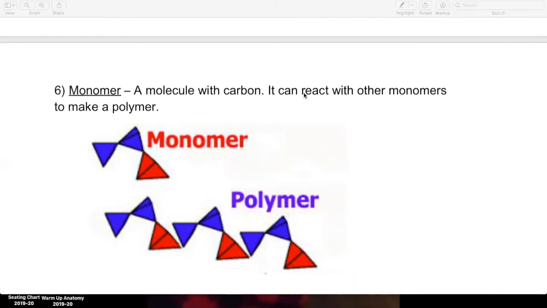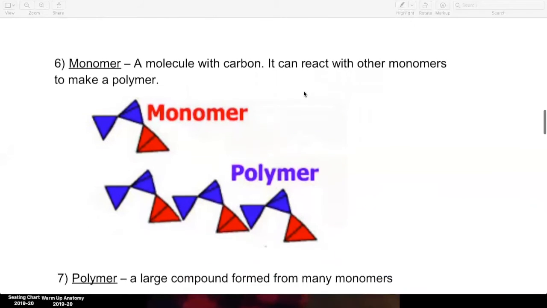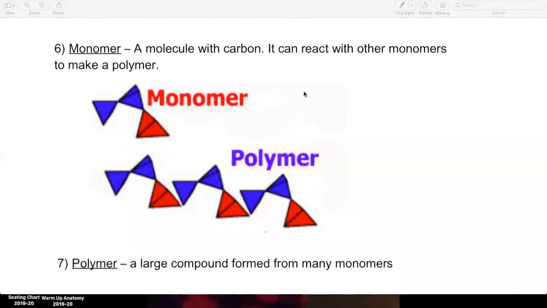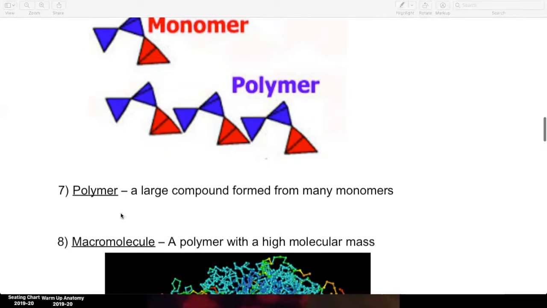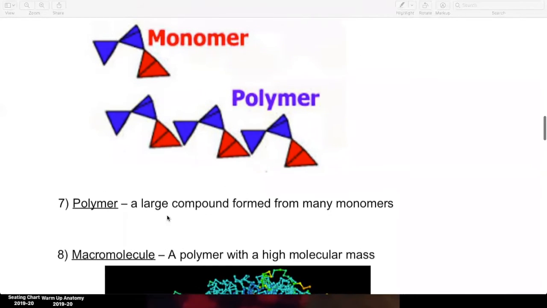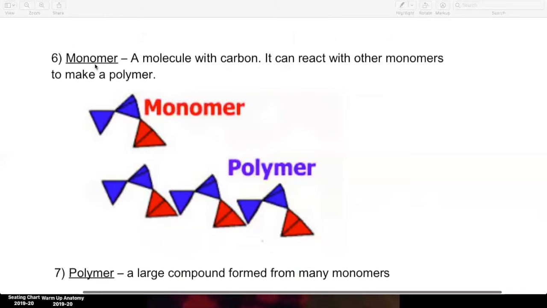For now, let's move on to the molecules in the food that you eat. Right? And we are focusing on the molecules, not the actual food itself, right? Molecules in the food. Our first word is monomer, a molecule with carbon in it. It can react with other monomers to make a polymer. All right, so let's break that down. First off, what is a polymer? It's our next vocab word, right? It's just a large molecule made up of monomers, right?